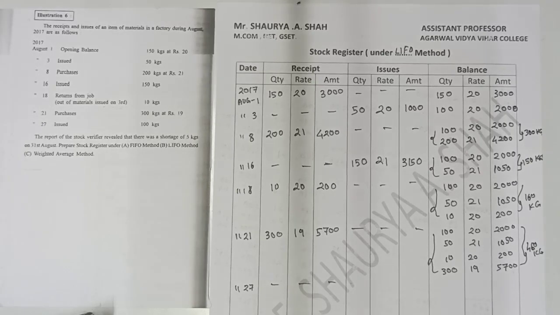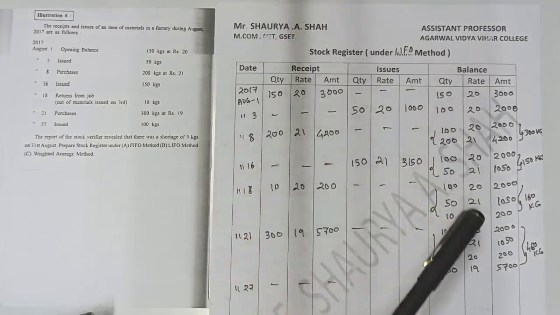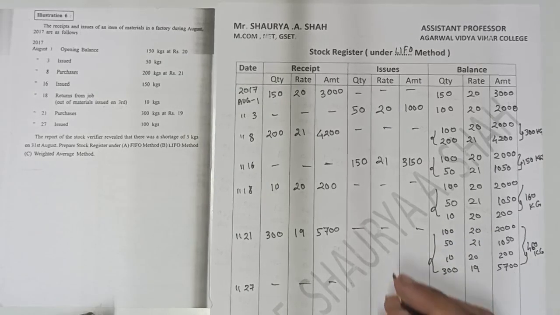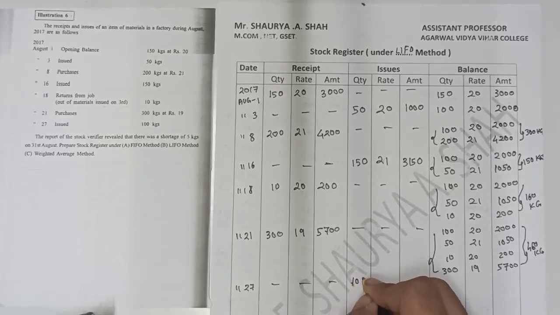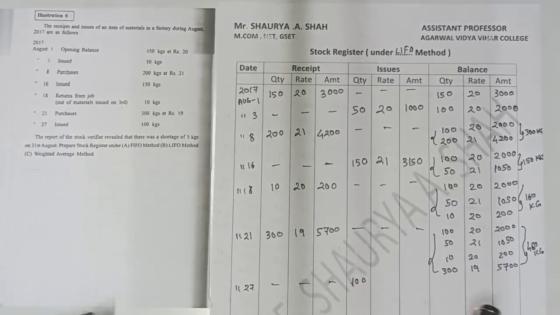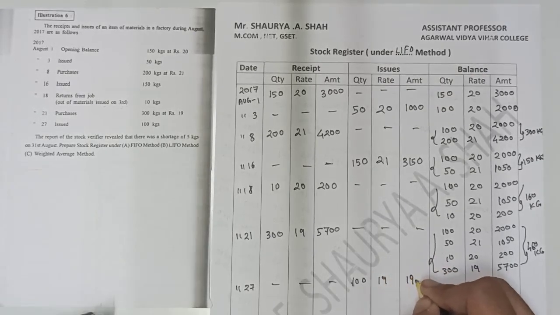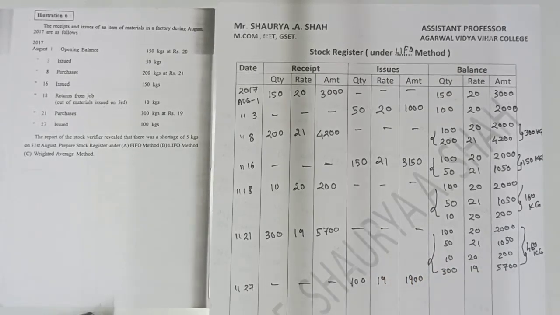So definitely, if it was FIFO, I could have directly given from the first, but as it is LIFO, from this last 300 batch I need to give them 100 kg. So 100 at the rate of 19 gives me 1900. I suppose it is clear to each and every student.